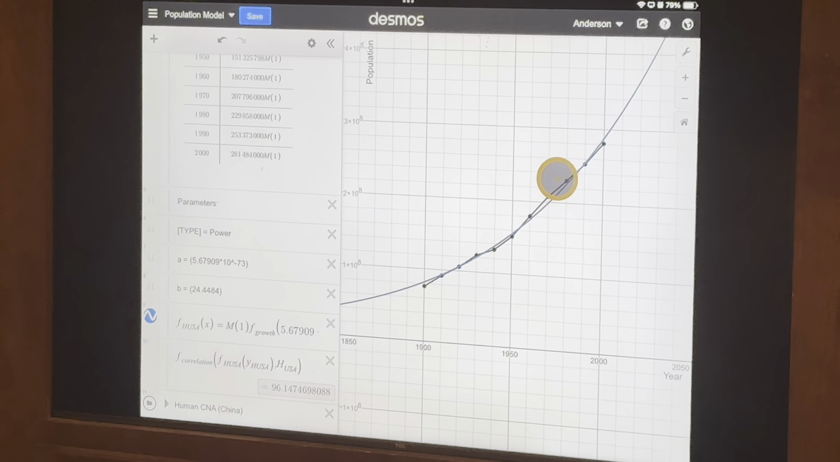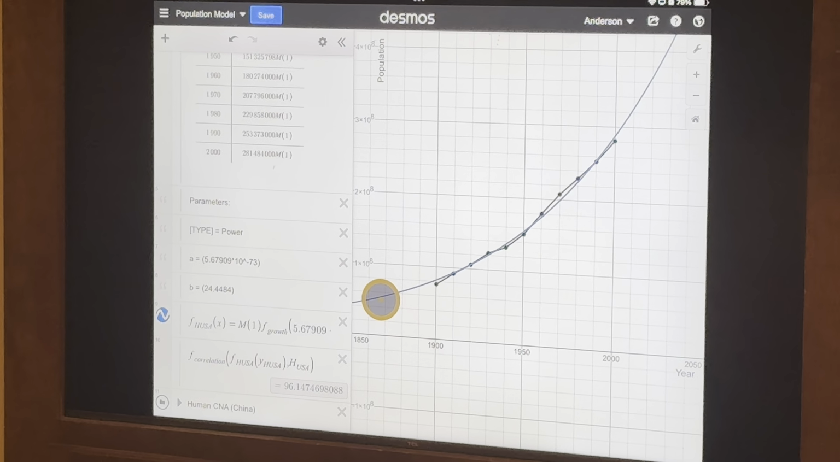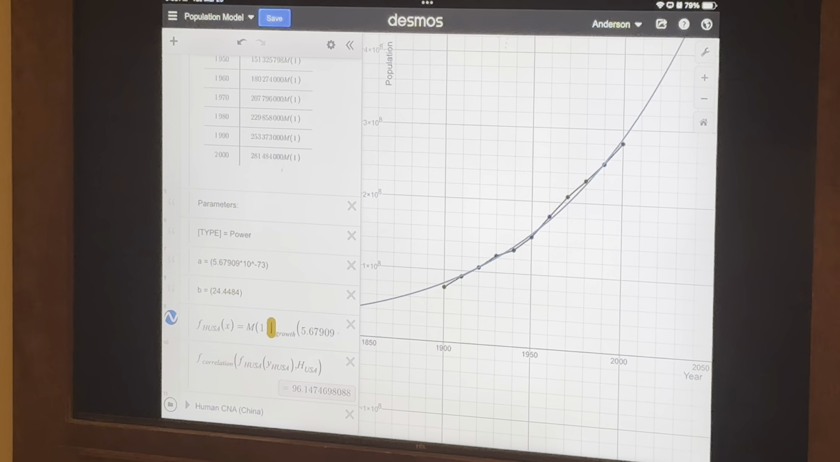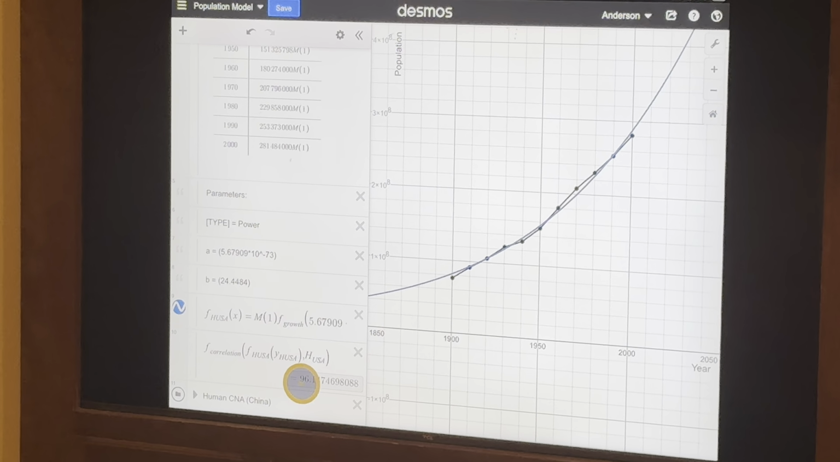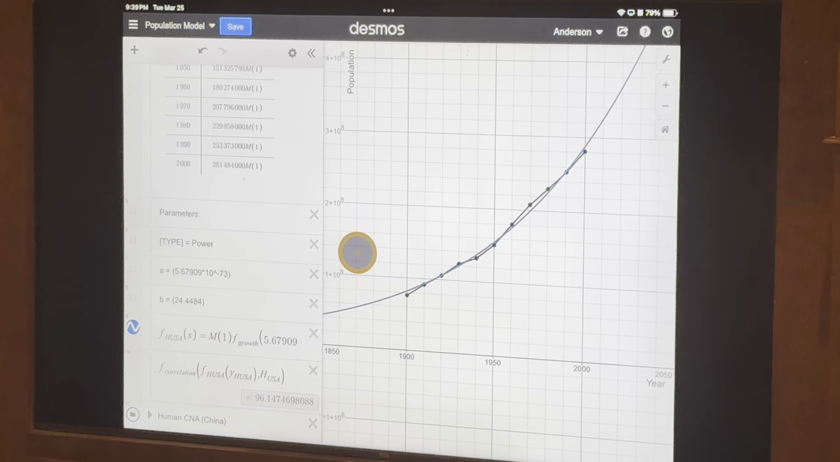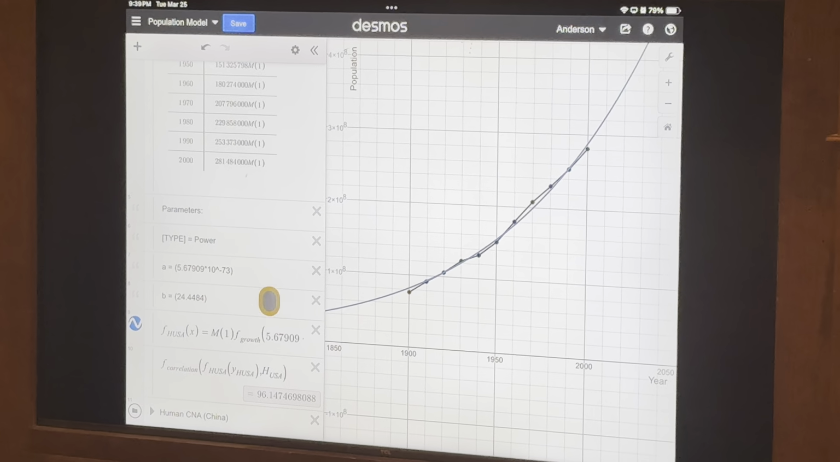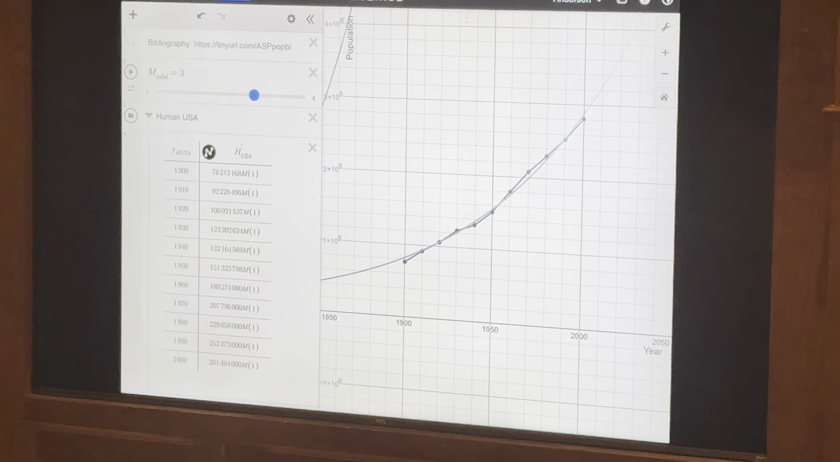this blue line, which is the approximation, is a power type of regression. I don't know what that means. And the correlation with the actual data is 96%, and it's going up. It looks kind of linear, but it's not. Anyway.